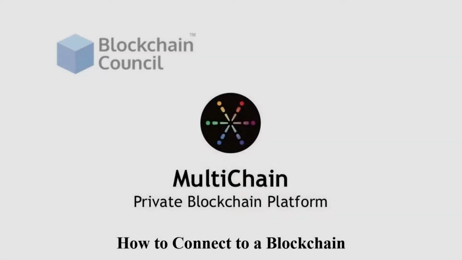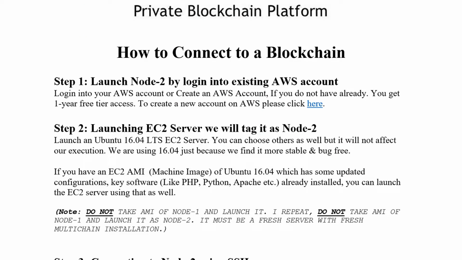Hello, everyone. In the last lecture, we learned how to connect to a blockchain. Now, we will move one step ahead and understand how to connect to a blockchain from a different node. We will begin by launching a second server and installing the multichain on this new server. We will follow the same steps as in the previous lecture, and then configure it.